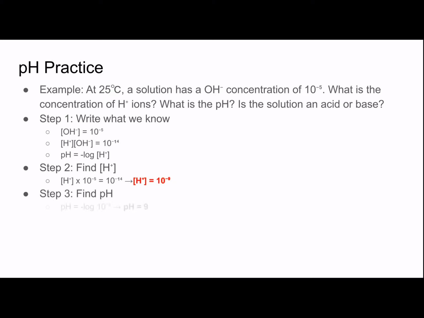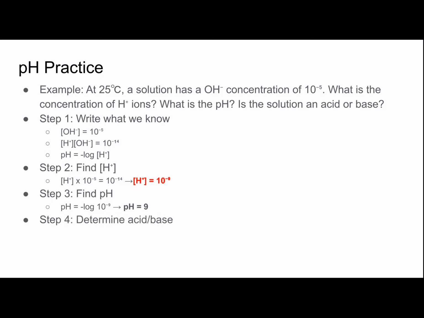Now let's find the pH. And again, use our formula and plug in 10 to the negative 9th for concentration of hydrogen ions. And for those of you that don't know what log is, for now, log in this case is base 10. So what that means is that we're just taking the exponent of 10 to the negative 9, because it's log base 10. So negative times negative 9 will give us positive 9, so the pH is 9.